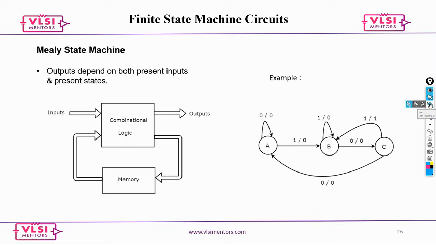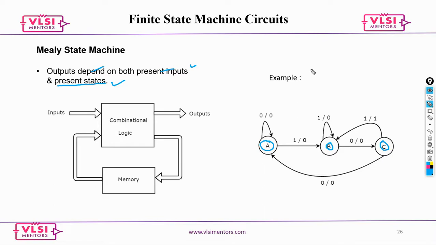Okay, Mealy state machine. What does this mean? In a Mealy state machine, the output depends on both present inputs and present states. It's simple, right? If you look, A is your state, B is another state, and C is another state. Remember, the output depends on both the present inputs as well as the present state you are in.